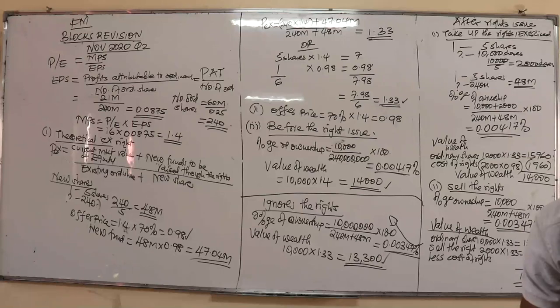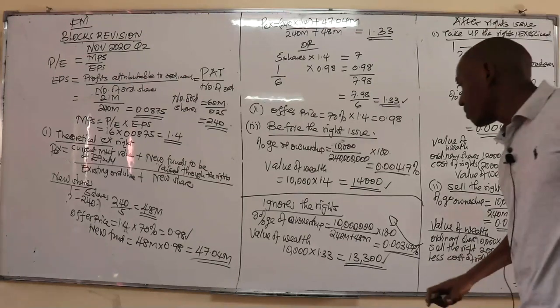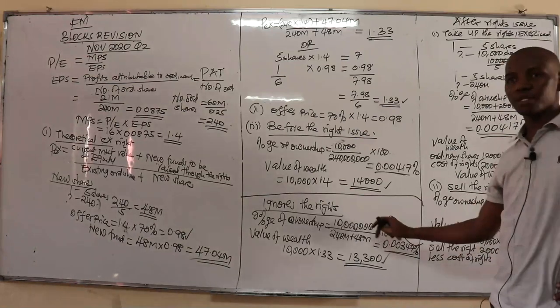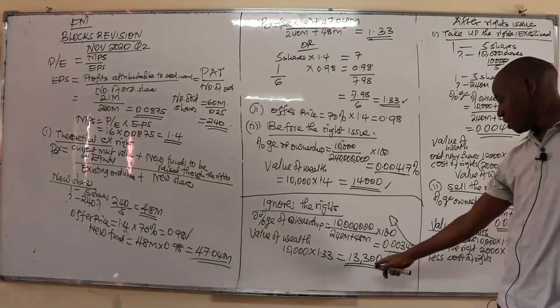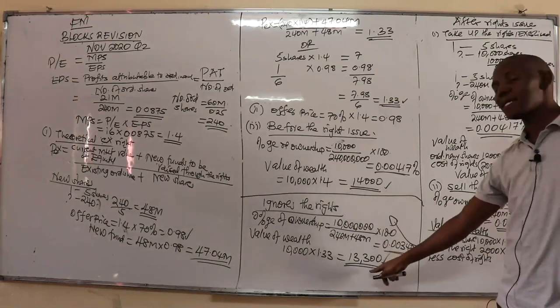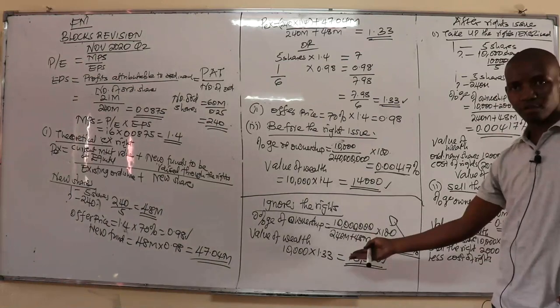Now the last question, Roman number four: you are required to comment to the investor based on the following options evaluated in A above. So in this case, if you check, the investor will not have to ignore the rights. The reason is, if he ignores the rights, the value of the wealth drops by 700 shillings. So in that case, he cannot take this option.